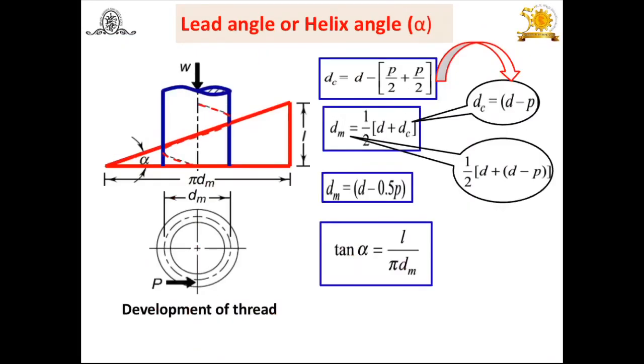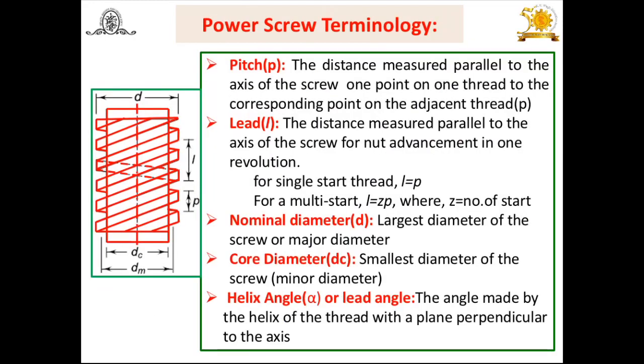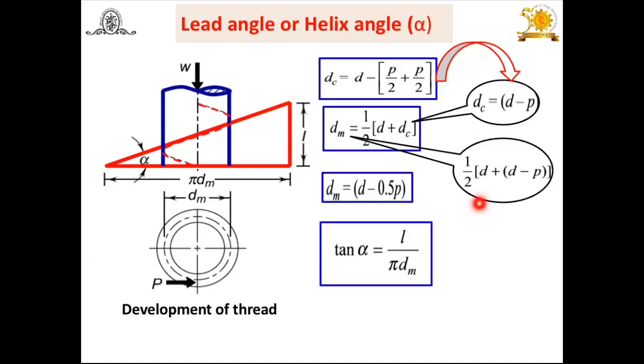So you will find what DC is. DC is equal to D, the nominal diameter, minus P by 2 plus P by 2. Look at this here: D minus P by 2, and on this side also P by 2. That's why DC is equal to D minus P by 2 plus P by 2. When we add these, you will get 2P by 2, the 2 gets cancelled, so DC is equal to D minus P.